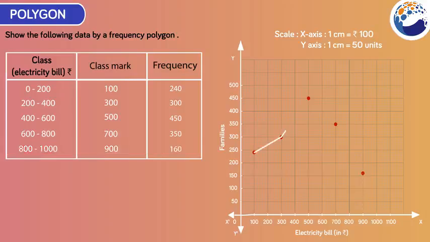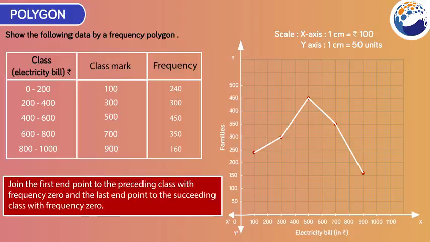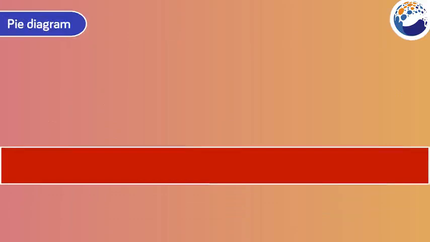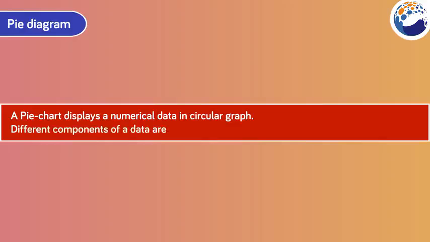Now join all these points together with straight lines. Join the first end point to the preceding class with frequency 0 and the last end point to the succeeding class with frequency 0. This is the required frequency polygon. Pie diagram. A pie chart displays numerical data in a circular graph. Different components of the data are shown by proportional sectors of the circle.